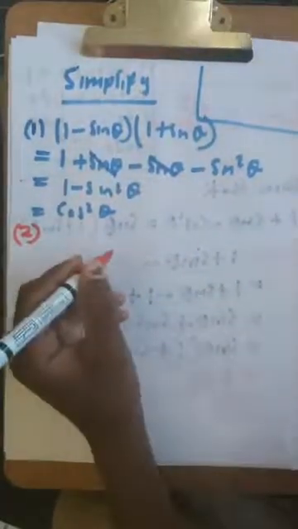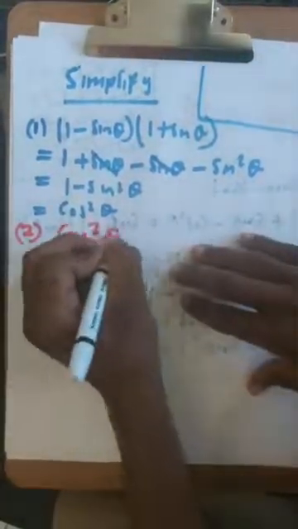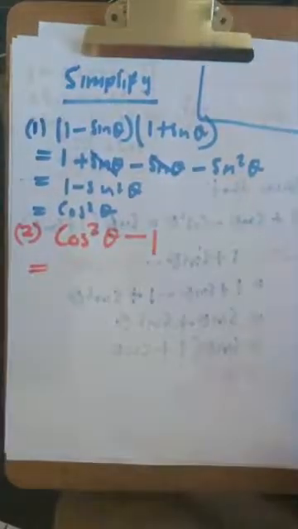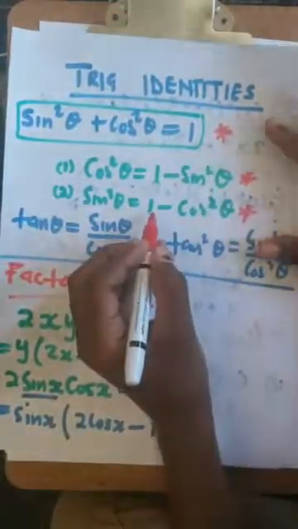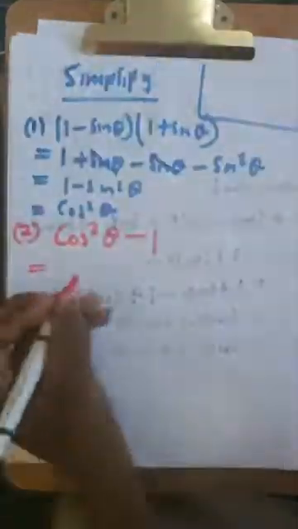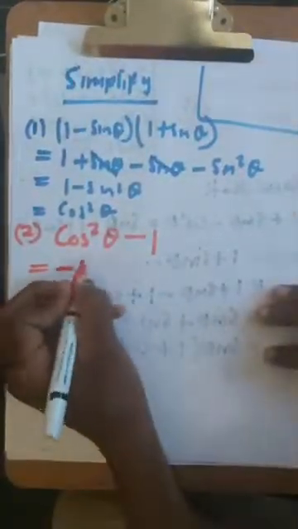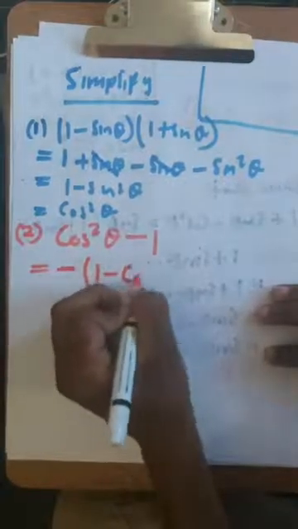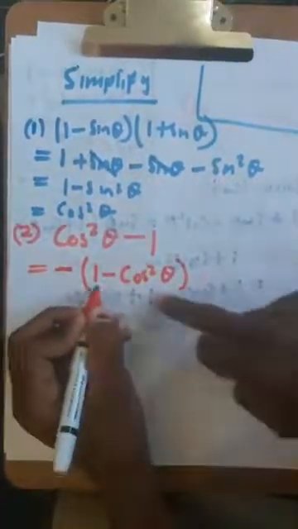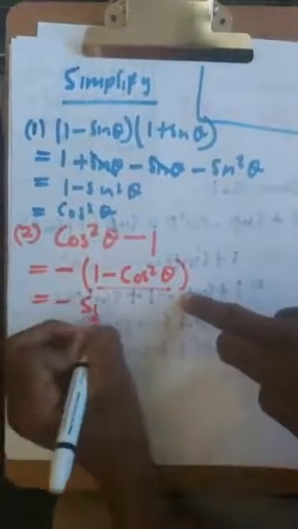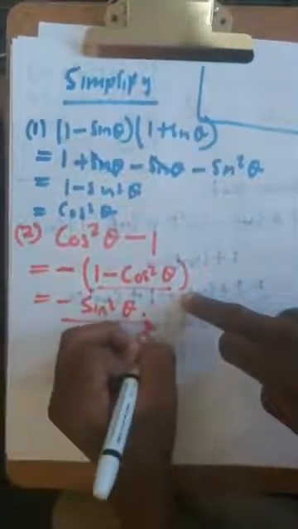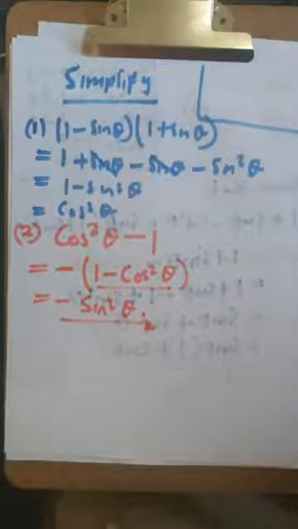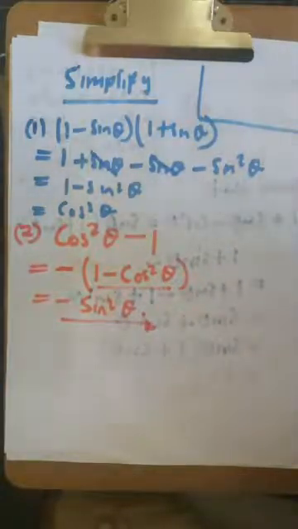Now let's check number 2. Number 2, we have cos squared of theta minus 1. What can I do to this one to simplify? It looks similar to 1 minus cos squared, but I can take out a minus outside so that this one becomes 1 minus cos squared theta. Then 1 minus cos squared theta is sine squared theta, so with the minus, the answer is minus sine squared theta. So you need to know how to play around with these trig identities.